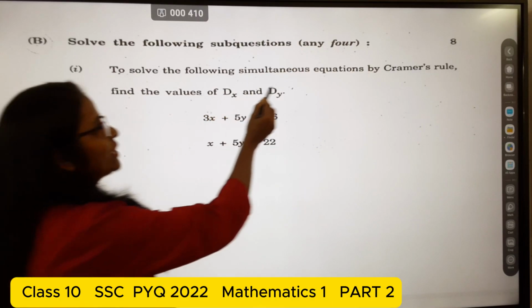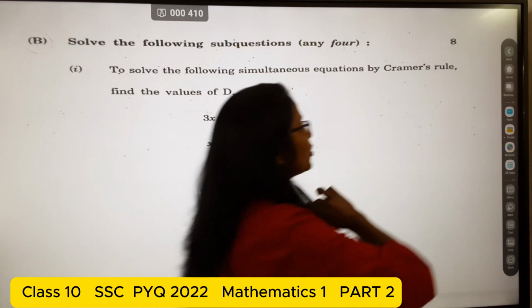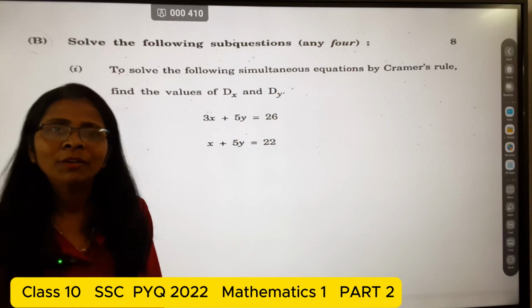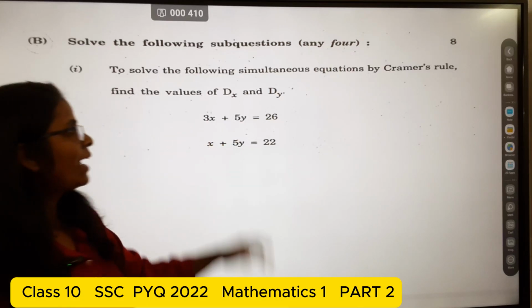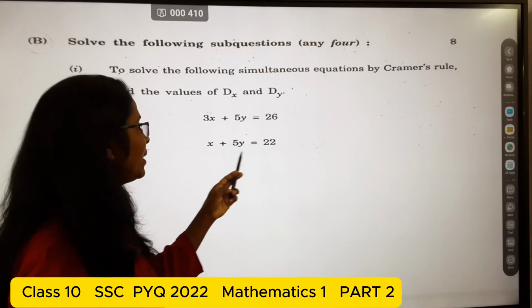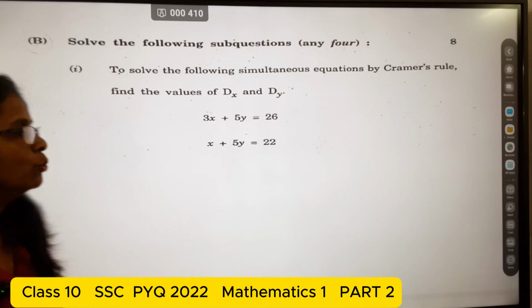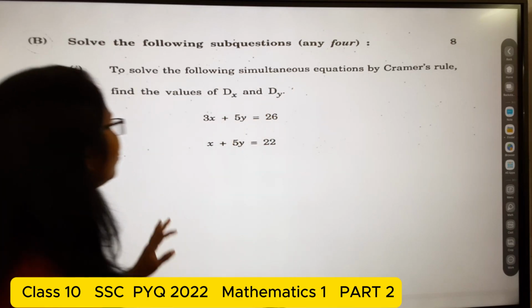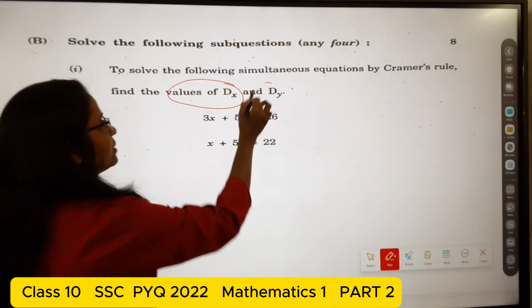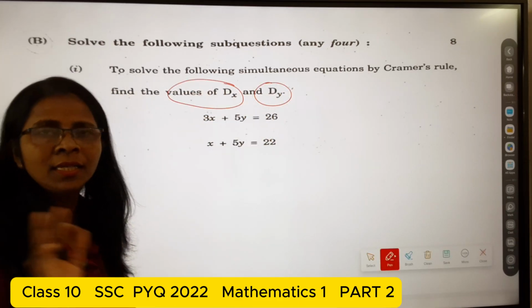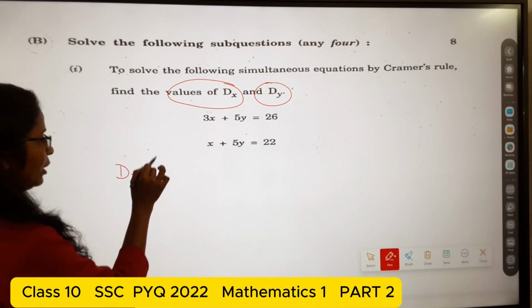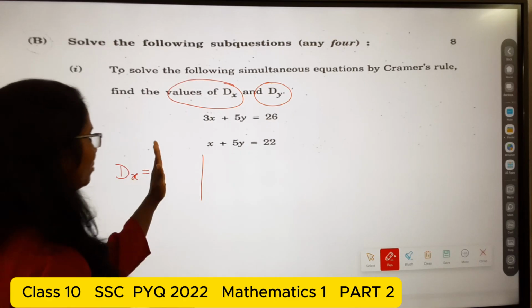Solve the following simultaneous equations by Cramer's rule. Find the values of D of x and D of y. Okay, so 3x plus 5y is equal to 26, x plus 5y is equal to 22. So now here students, let us see. By Cramer's rule, we have to only find the value of D of x. Nothing else, we do not have to find anything else. Only D of x.